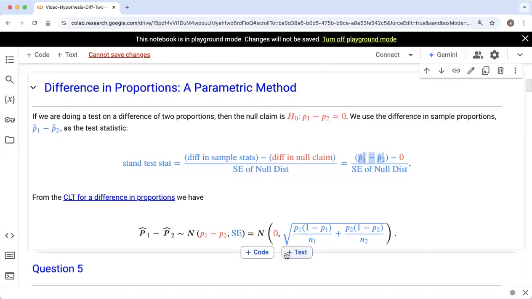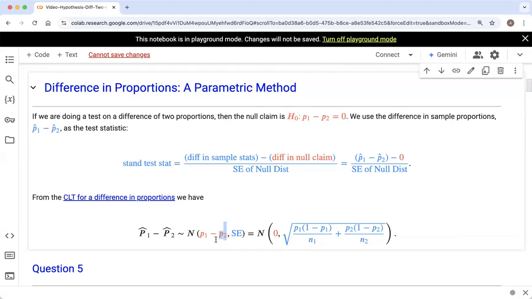And so the central limit theorem for a difference in two proportions tells us that if we are picking from a population, where population 1 has proportion P1 and population 2 has proportion P2, and I pick a sample from population 1 and calculate its sample proportion, I pick a sample from population 2 and calculate its sample proportion, and then I want to describe the distribution of sample statistics P-hat 1 minus P-hat 2.